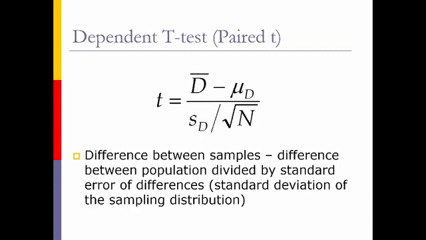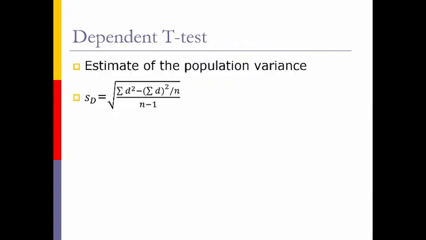We have the equation. It's really just showing you the difference in samples minus the difference between the population, and that population is mu sub d, divided by the standard error of differences, which you see on the bottom. For the dependent t-test, the estimate of the population variance, S sub d, can be calculated as such, but again, you don't have to calculate this. SPSS will do this for you.